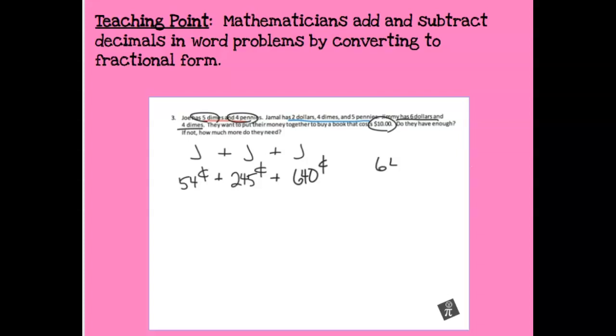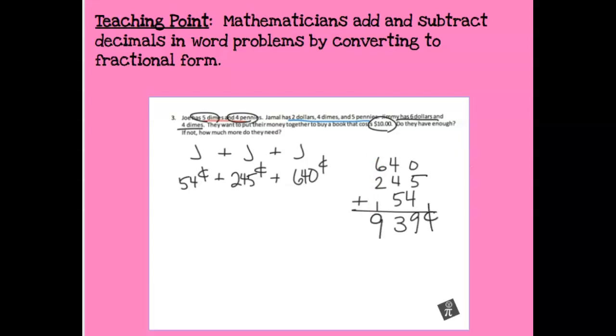Now I'm going to stack them up using the stacking method, because really this is like adding whole numbers, isn't it? And I get, let's see, 4 tens plus 4 tens is 8 tens, plus 5 more tens is 13 tens. So that's 3 tens plus an extra in the hundreds column. And then 6 plus 2 plus 1, that's 9 hundreds. So we end up with 939 cents.